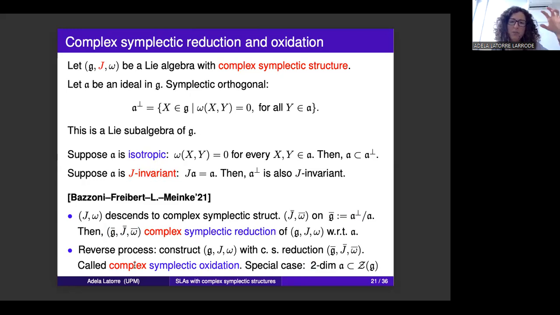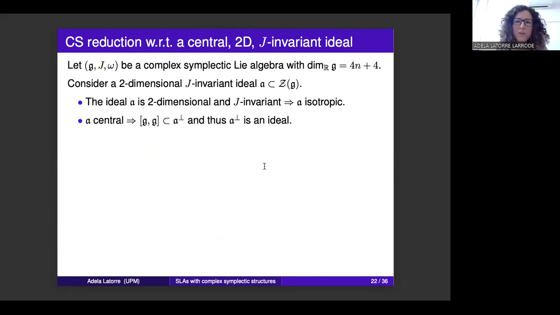So that these two processes coincide and meet, we can reduce and then oxidate. We need to study in detail the reduction process with respect to this specific idea. So we start from a 4n plus 4 dimensional real Lie algebra, admitting a complex symplectic structure.